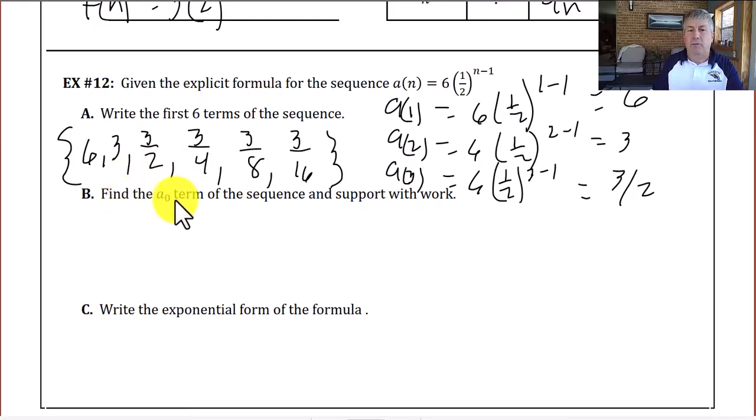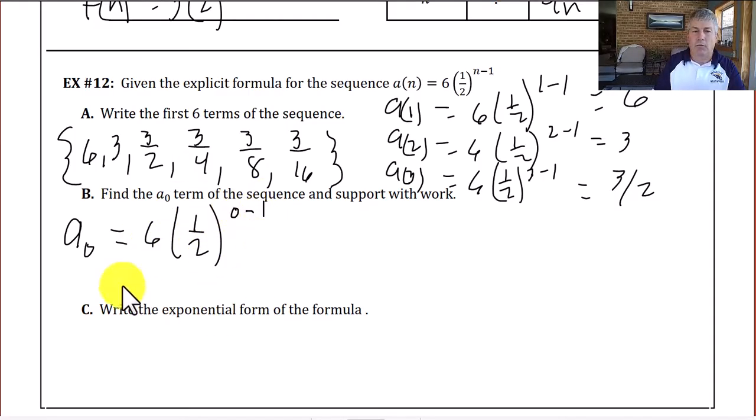Find the a_0 term of the sequence and support with work. So we could do a_0 equals 6 times 1/2 to the 0 minus 1, and putting that, so that would be 6 times 1/2 all raised to the negative 1 power, which is 6 times 2, or 12.